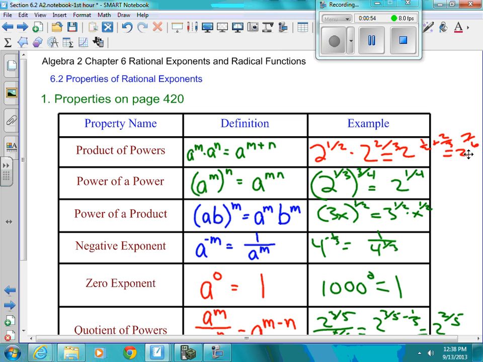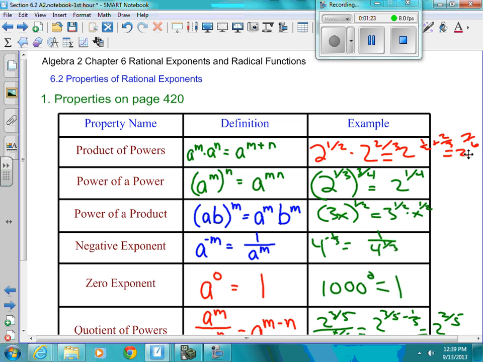Power of a power: a to the m, to the n, equals a to the m times n. 2 to the 3rd, to the 3/4 power, means multiplying the exponents together: 3/4 times 1/3 simplifies to 1/4. Power of a product: a times b, to the m, equals a to the m times b to the m. 3x to the 1/2 equals 3 to the 1/2 times x to the 1/2, or square root of 3 times square root of x.